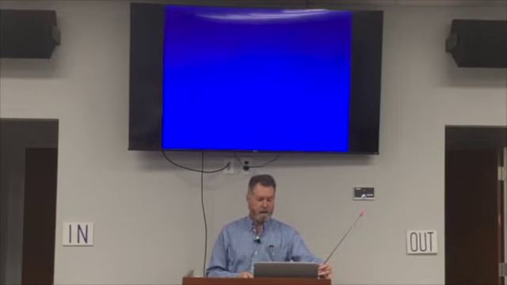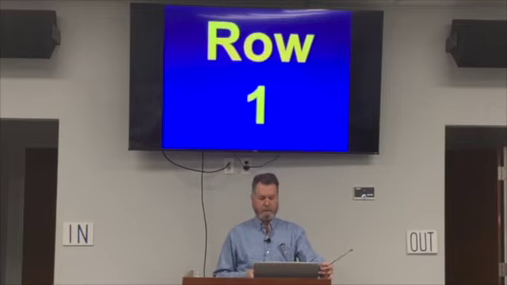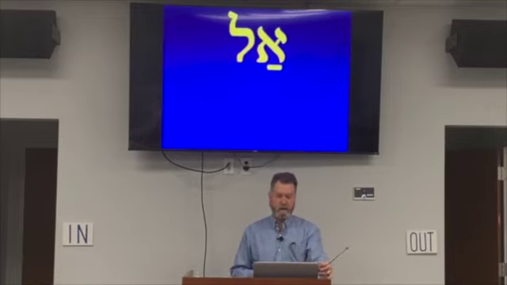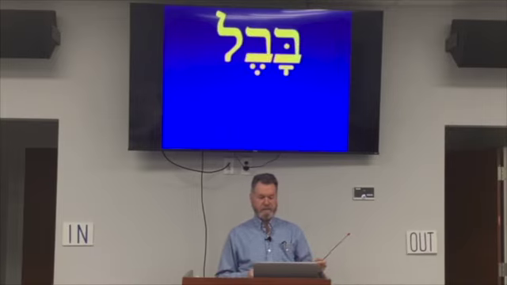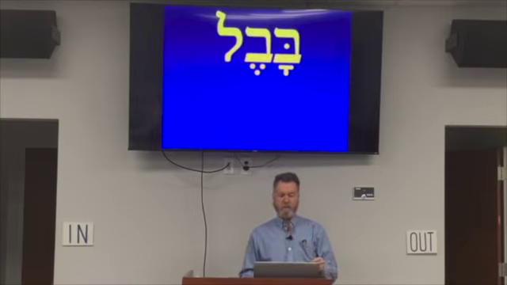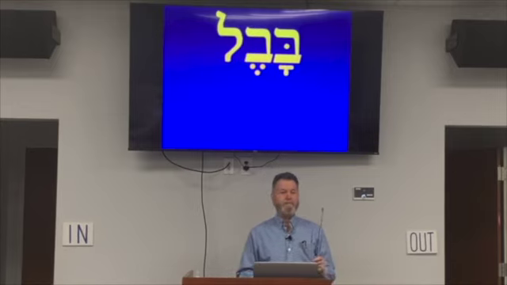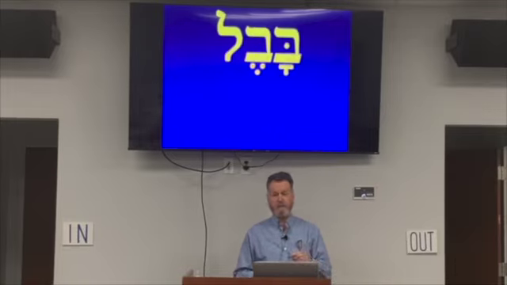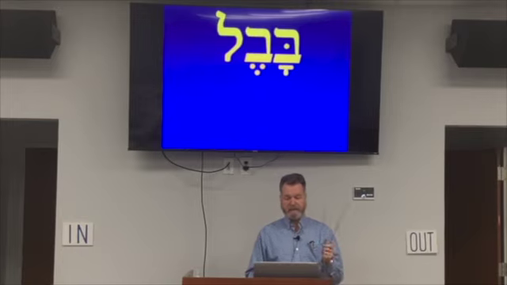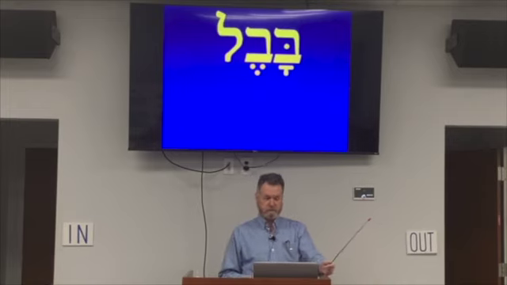Anyway, we're on page 24, which says review at the top. And in row 1, we come to the word all. And the second word is Bavel. That's the Hebrew word for a tower that was built a long time ago. But they didn't complete the building because they began to babble.